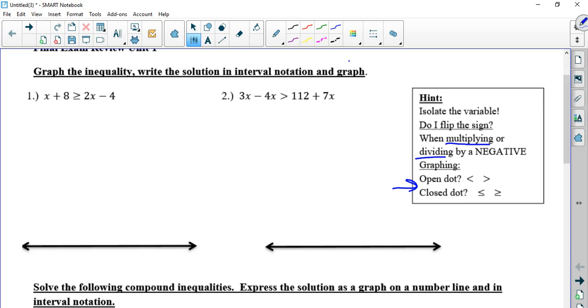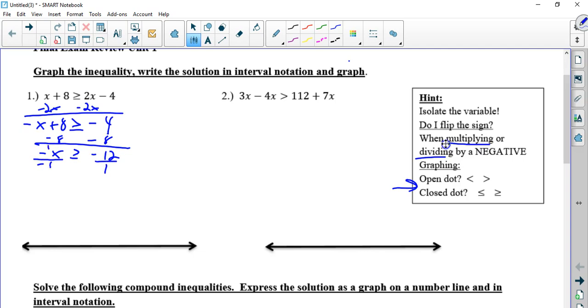Now, some people always like to have their variable on the left side, and that's fine. In this case, you would have to subtract 2x. Now when you do that, you're going to end up with negative x plus 8 is greater than or equal to negative 4. Then you subtract 8 from both sides, and you're going to get negative x is greater than or equal to negative 12. But then you have to deal with this negative 1 here in front. You've got to divide by that. Once you divide, this symbol flips and it becomes 12.